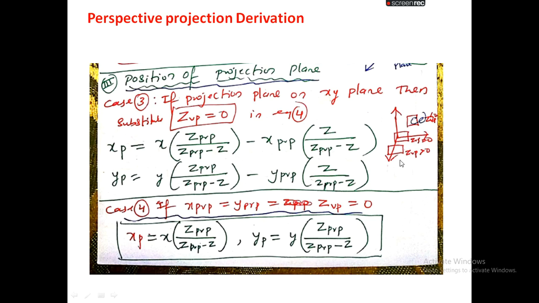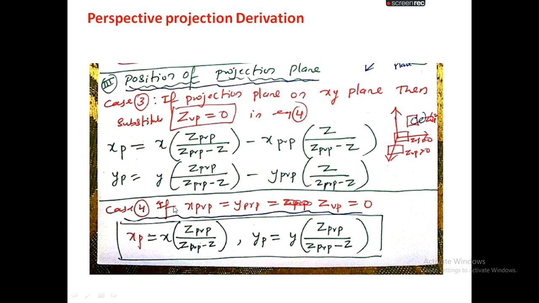You can see this example. I think you remember this diagram. With respect to this diagram and case 3, we are placing the projection plane at the origin of the world coordinate system. Here the origin is there, this is the x plane and this is the y plane. We are placing the projection plane parallel to the xy plane. When you do that, the z value will become 0. So substitute ZVP value equal to 0 in equation number 4, and this is the final equation.